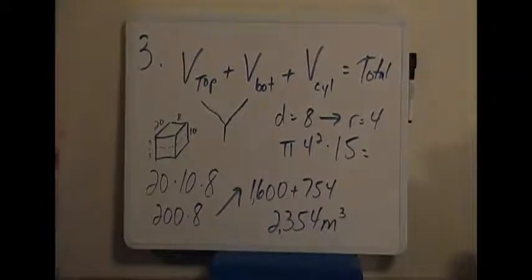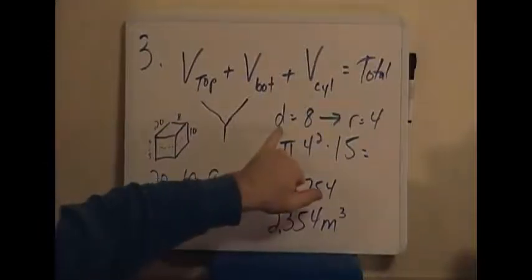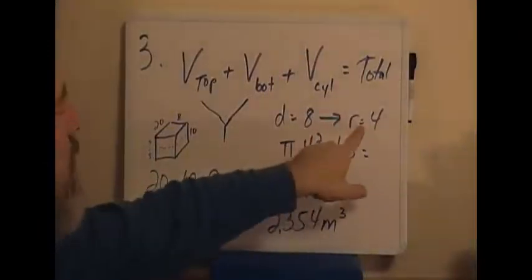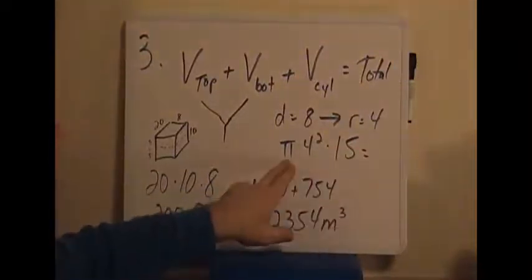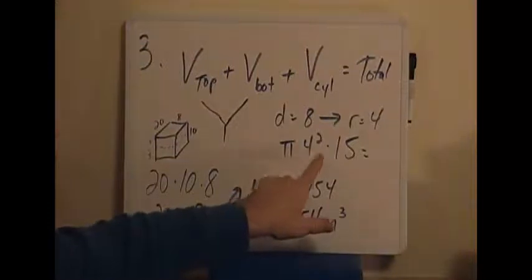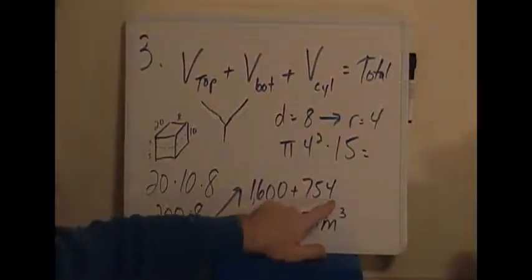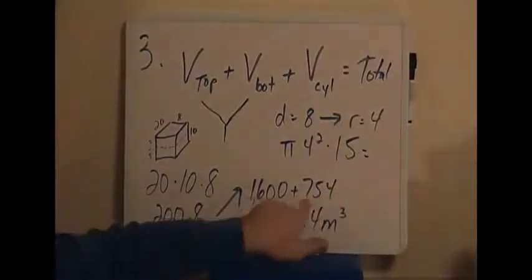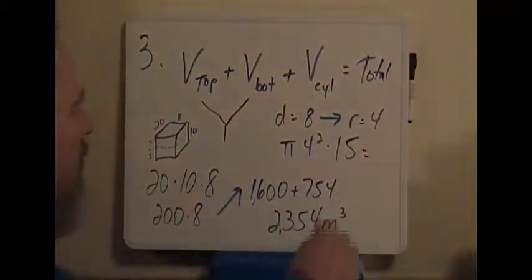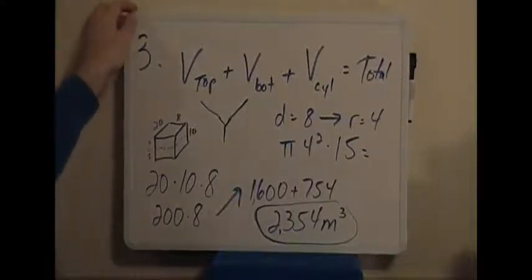Then we're going to move to the volume of the cylinder. If you take a look at the diagram in your book, they give you a diameter of 8. So we're going to turn it into a radius of 4, and we have a height of 15, so it's pi times 4 squared times 15, and that results in 753.98 in the calculator. We round it up because it ends up as 754, and your grand total for your answer is 2,354, and they're meters, so we cubed them, meters cubed.